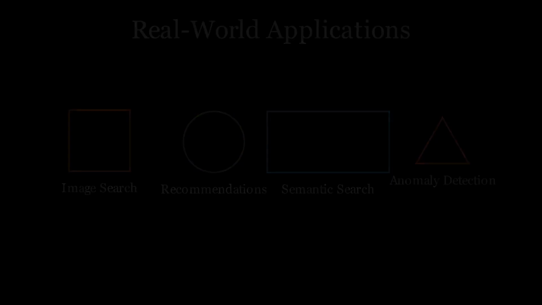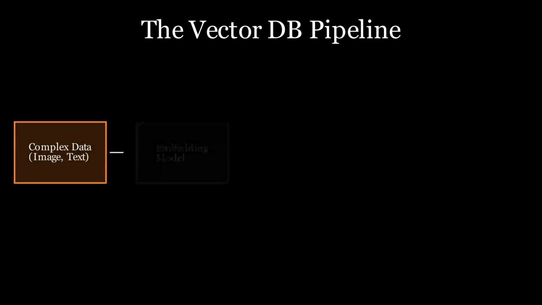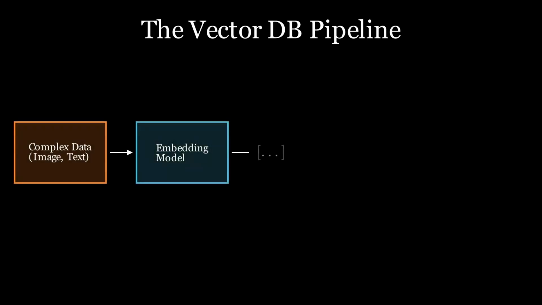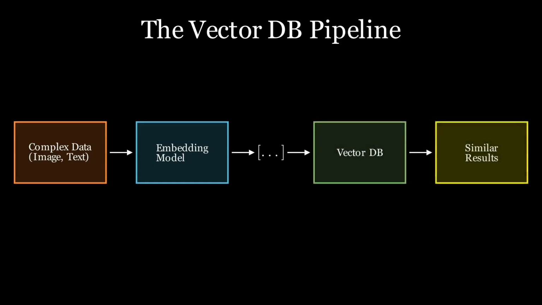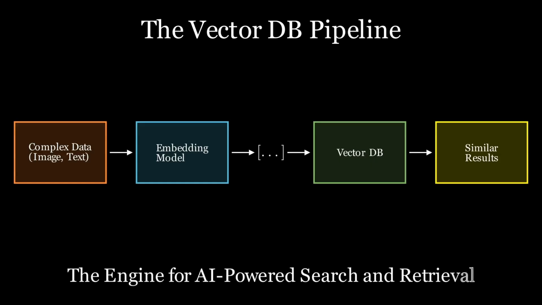So let's put it all together. The end-to-end pipeline is simple and powerful. You start with your complex data, images, text, or audio. You feed it into an embedding model, which converts its meaning into a numerical vector. These vectors are stored and indexed in a highly optimized vector database, which allows for ultra-fast similarity searches to retrieve the most relevant results. Vector databases are the core engine for the next generation of AI-powered search and retrieval. They allow us to find needles in haystacks, not by what they look like, but by what they mean.